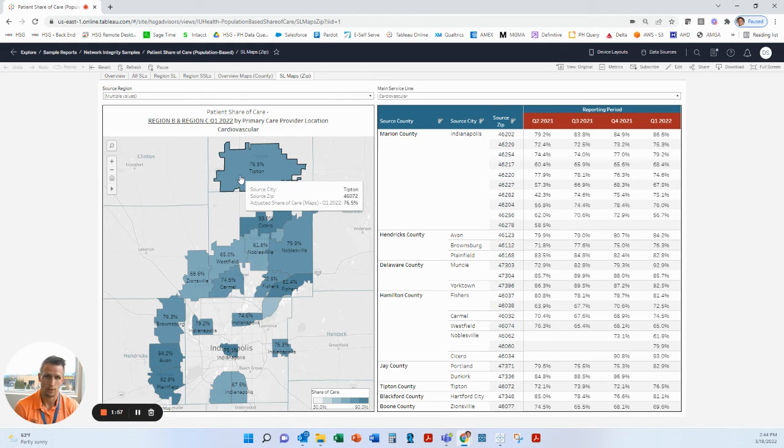So within the Tipton market specifically, for our primary care providers in that market, their patients are spending dollars on their cardiovascular services, and we're capturing 70 cents of every one of those dollars, while we might only be capturing 57 cents of every dollar from this Indianapolis zip code, as the sample represents.